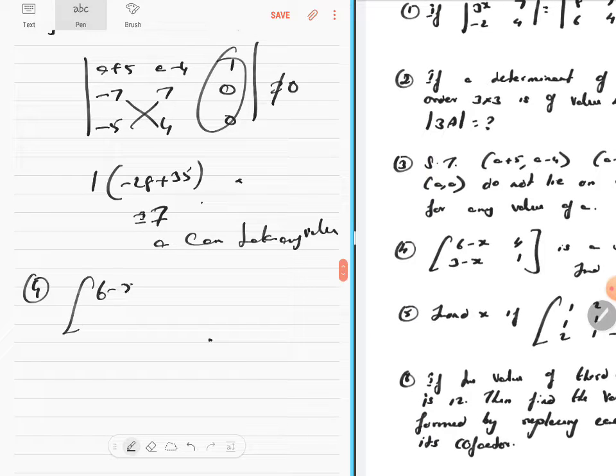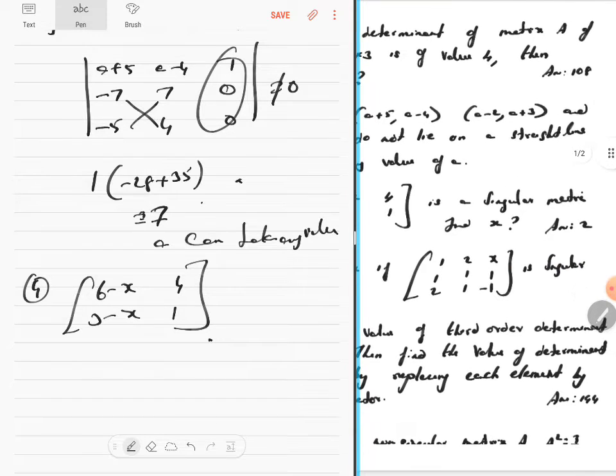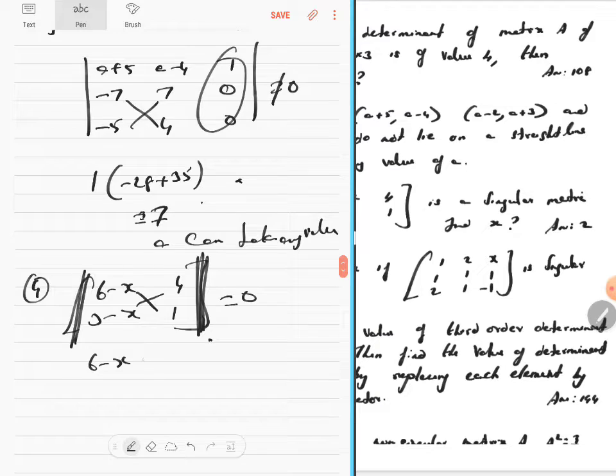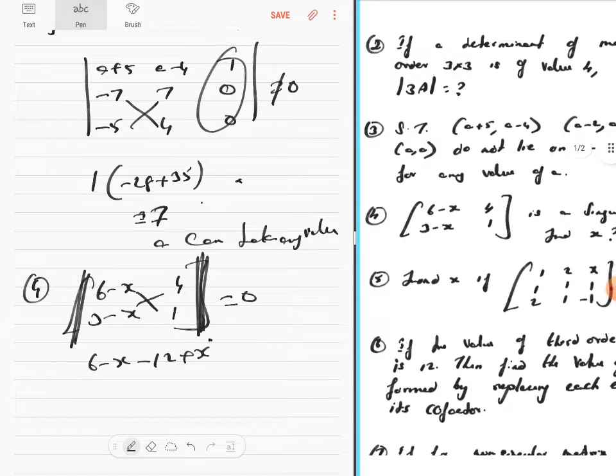A matrix 6 minus x, 4, 3 minus x, 1 is a singular matrix, which means the determinant value is equal to 0. For what value of x? If it's a singular matrix, it has to be equal to 0. Okay, 6 minus x, 4, 3 minus x, 1. So determinant value is equal to 0. That's what singular matrices mean. So determinant should be equal to 0. Let's see.